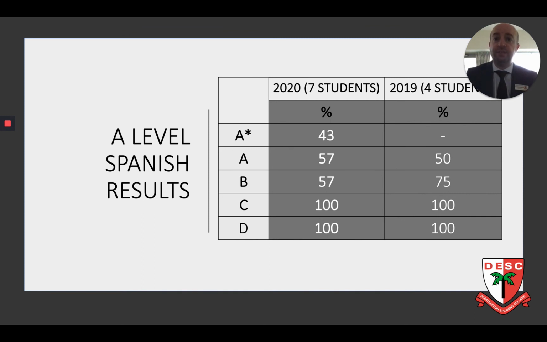In terms of results, the Spanish department is very successful at A-level, and we are always extremely proud of our students' results. Learning a foreign language is a rewarding experience, and it always gives us tremendous pride seeing our students leaving the college being able to speak Spanish fluently.